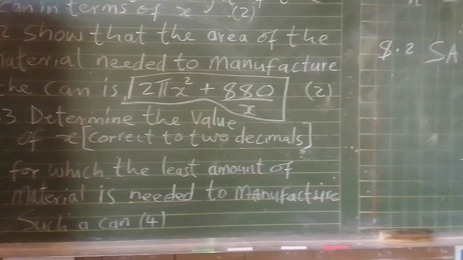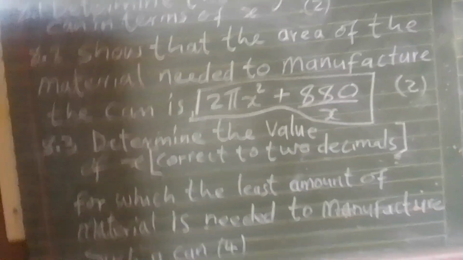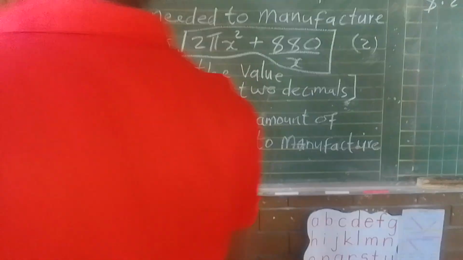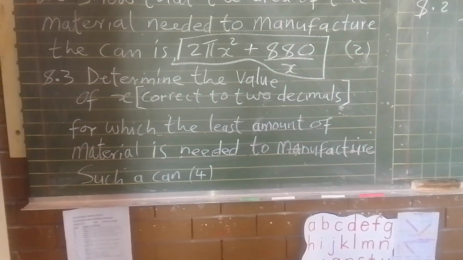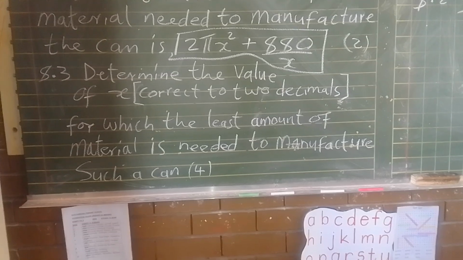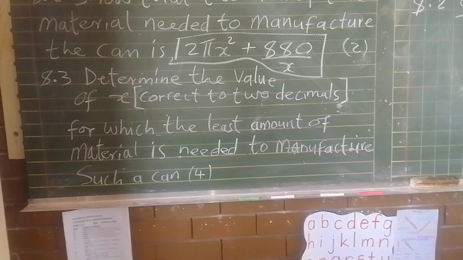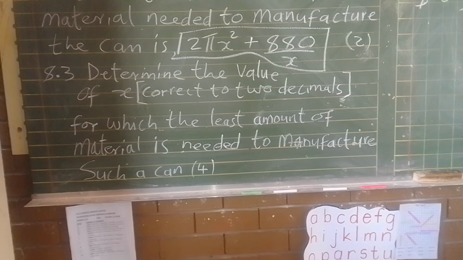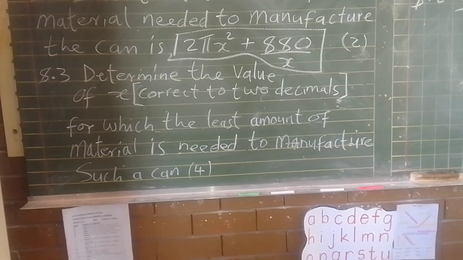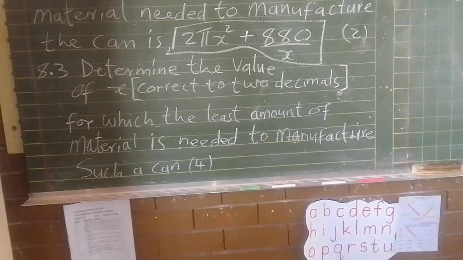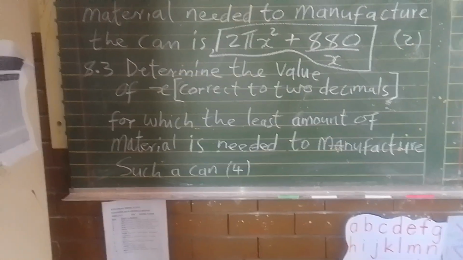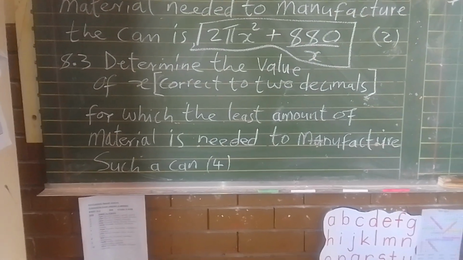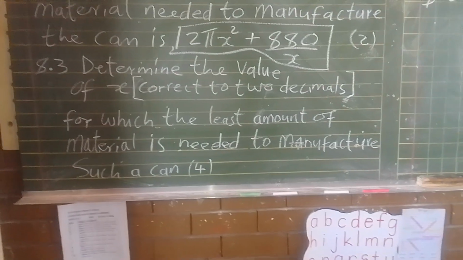The last question says 8.3. It says determine the value of x, correct to 2 decimal places, for which the least amount of material is needed to manufacture such a can, for 4 marks.